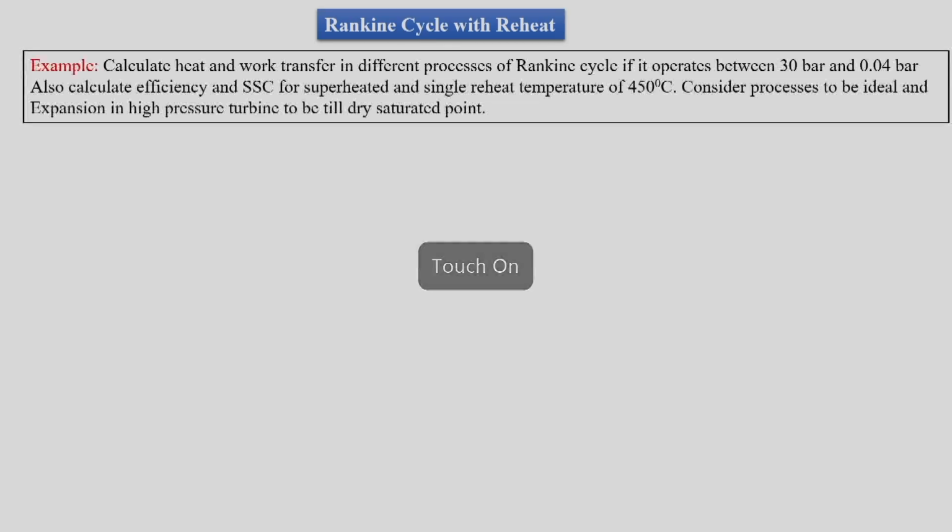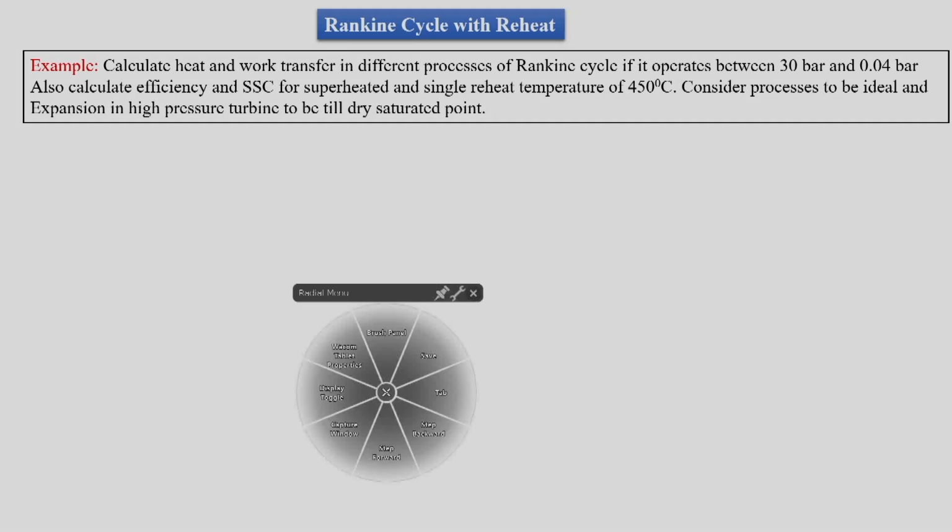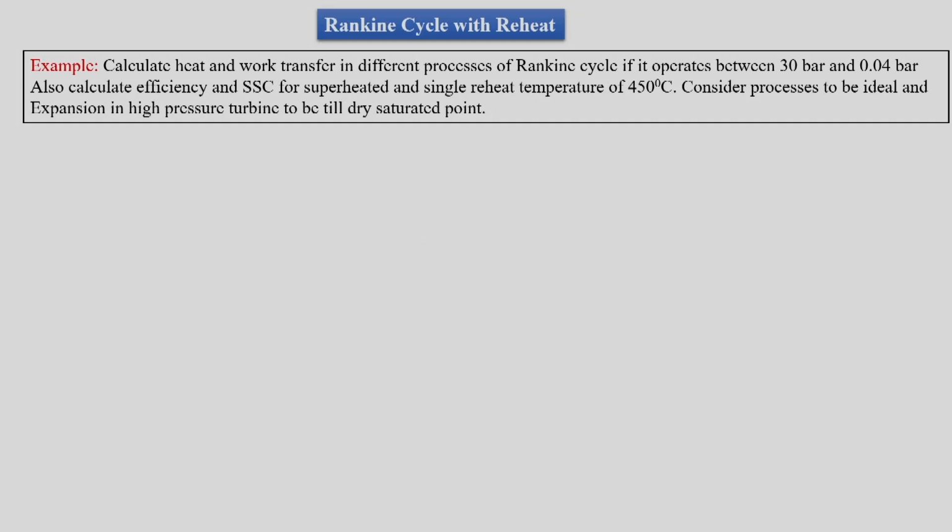For that, let us consider the same example where we are told to find the heat and work interaction in the Rankine cycle, which is operating between 30 bar and 0.04 bar. Here reheat is single and the reheat temperature is 450 degrees Celsius. Superheat temperature is also 450 degrees Celsius. All the processes are ideal, and we have to find the work and heat interaction and also the specific steam consumption.